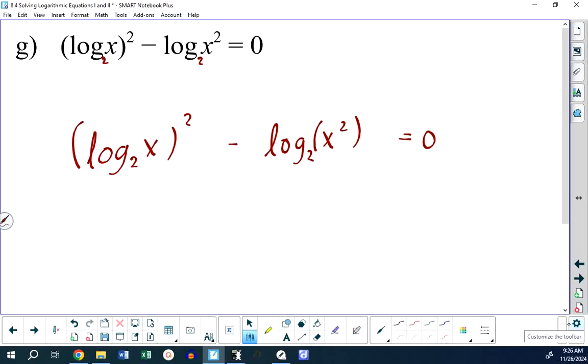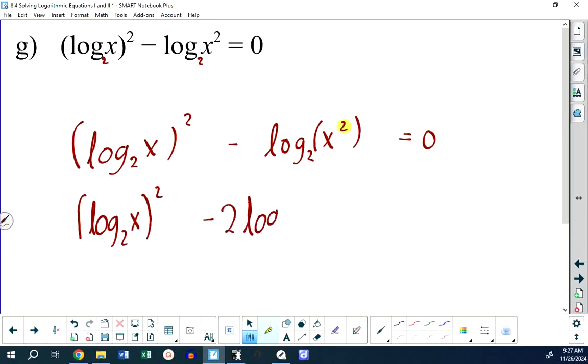Now, what is the difference operationally between the exponents? The answer is that this exponent is on the argument, which means we can move it out in front. The other one, the exponent 2 in the first term, is not on the argument. We can't move it out in front. That's why that little set of brackets is important. So this becomes the base 2 logarithm of x quantity squared minus 2 times the base 2 logarithm of x equals 0.